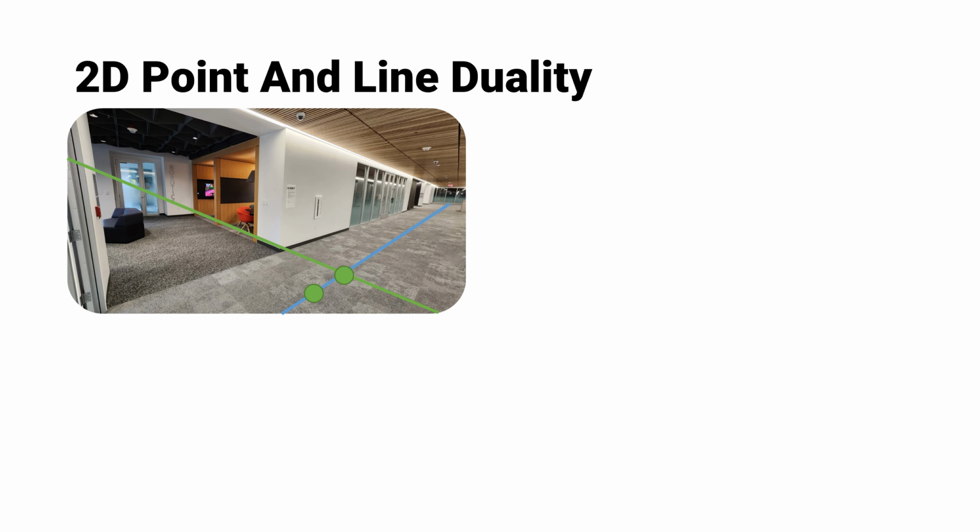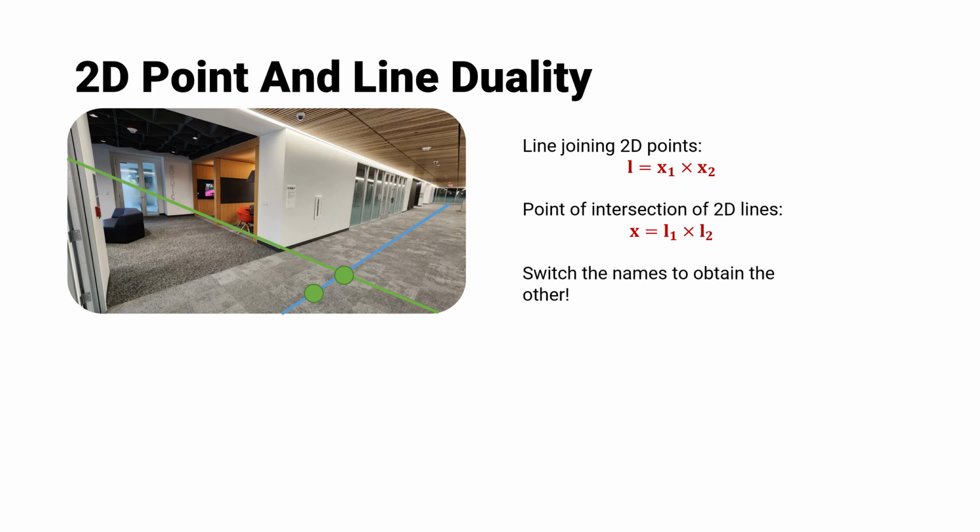So in other words, the 2D point and a line are duals of each other, which means that the line joining 2 points is the cross product of the 2 points, and the point of intersection of the two 2D lines is the cross product of the 2 lines. So you switch the names and obtain the other, and it will remain the same. Another cool thing we can do, because these are duals of each other, is if you apply a transformation to one of the points, you can apply a related transformation to the lines as well, which is going to be the inverse transpose in this particular case. And the transformation could be anything.